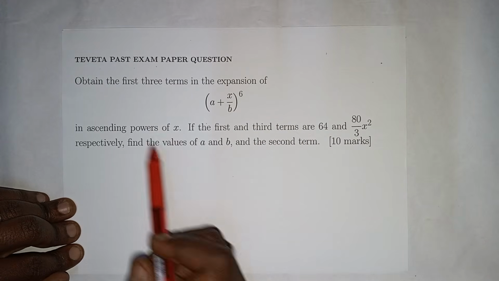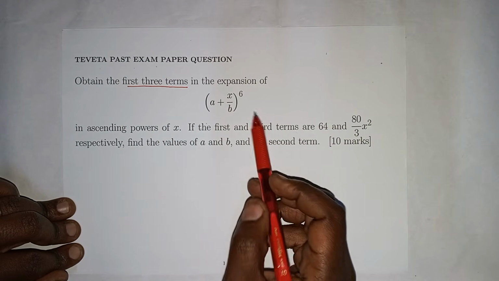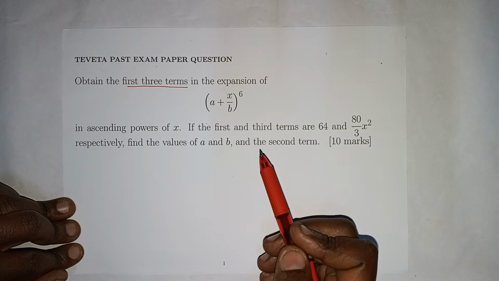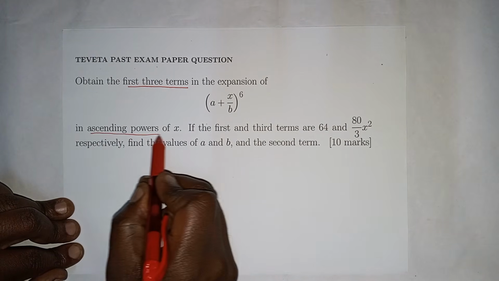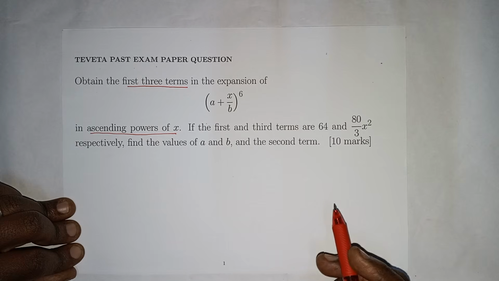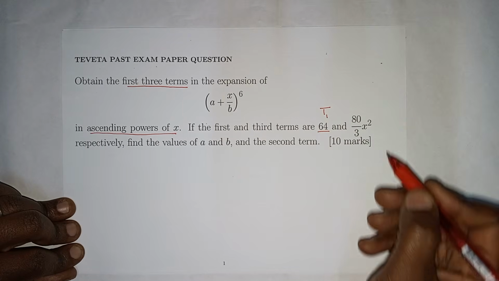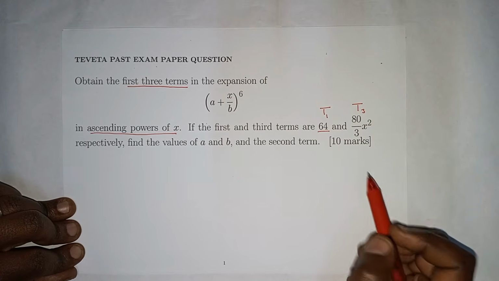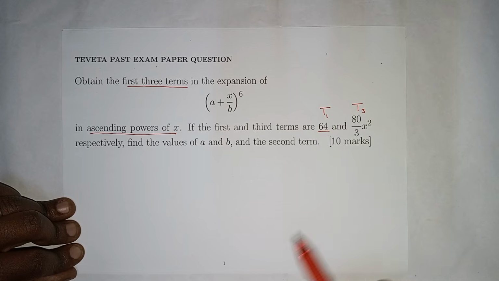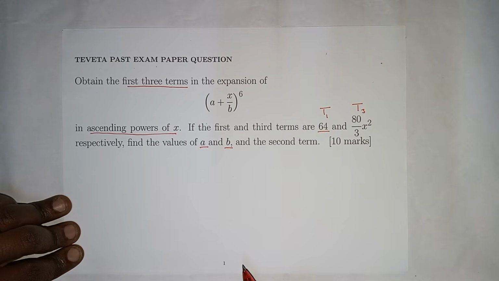It reads, obtain the first three terms in the expansion of (a + x/b)^6 in ascending powers of x, and if the first and third terms are t1 is 64 and t3 is 80/3 multiplied by x squared respectively, find the values of a and b.